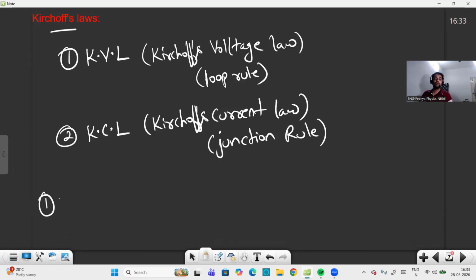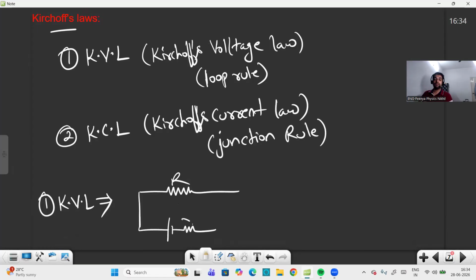First one is Kirchhoff's voltage law, KVL. Kirchhoff's voltage law is a loop rule. In any closed circuit, for example, if I draw a closed circuit, here a resistor R1 is there, here a cell is there with its internal resistance r, just consider E, and this resistor is R2, and this was open, now I closed it.